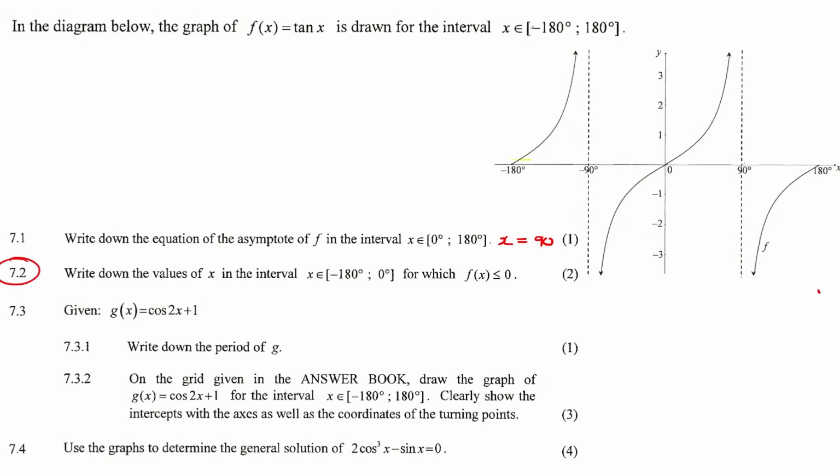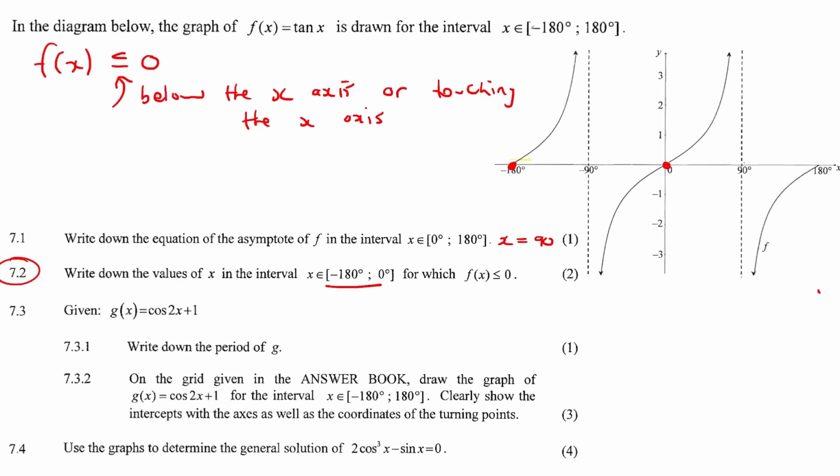Okay, this one says write down the values in the interval from minus 180 up to 0, for which the graph is less than or equal to 0. Let's examine carefully what that means. If it just said smaller than 0, that means below the x-axis. Because they've also said equal to 0, it means it can also touch the x-axis. So if we look over that interval, is there anywhere where the graph is below the x-axis? Yes, all of that. And is there any place where it's touching the x-axis? Yes, over here. So the first part we can give is this part over here.